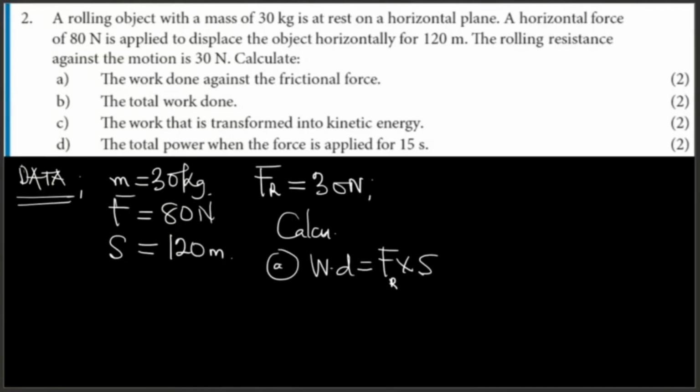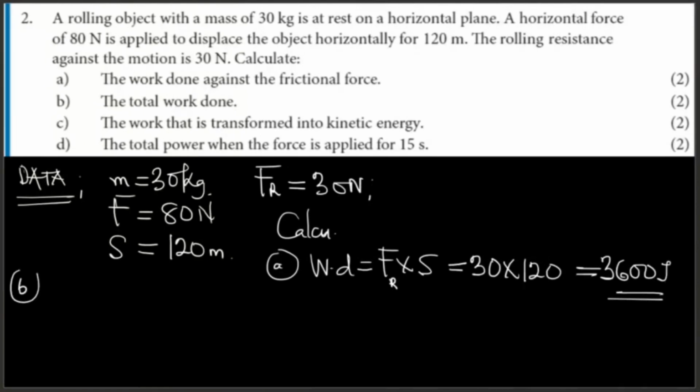The work done against the frictional force, or the rolling resistance that is opposing that motion, will be equal to that force multiplied by the distance. So that force is 30 newtons. It's going to be 30 multiplied by 120. That will give us 3,600 joules. You can convert to kilojoules if you want. 3.6 kilojoules is still correct.